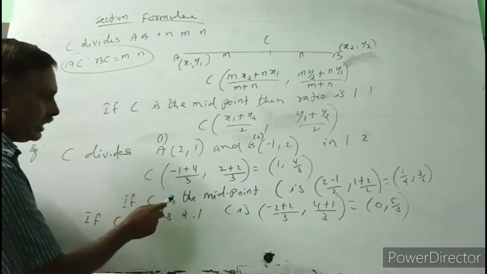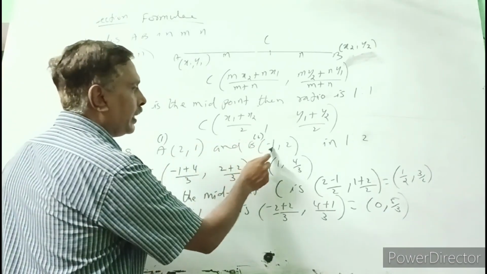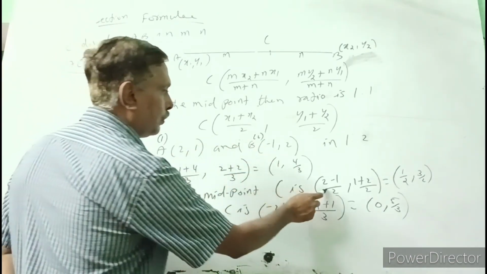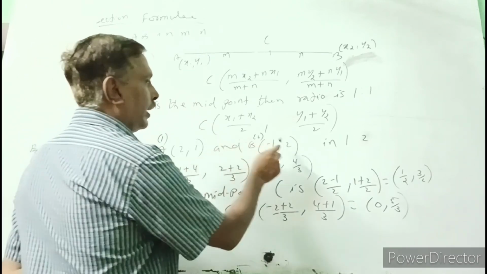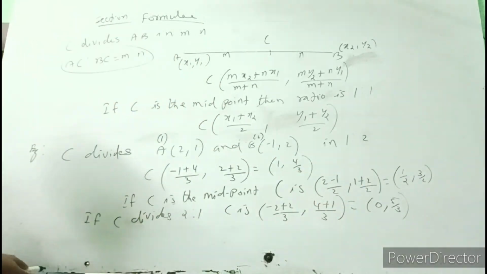Similarly, if in this case C is the midpoint of AB, then it is very simple to calculate. Both x coordinates are divided by 2, that is 2 minus 1 by 2. Both y coordinates are divided by 2, that is 1 plus 2 by 2. That is 1 by 2, 3 by 2.